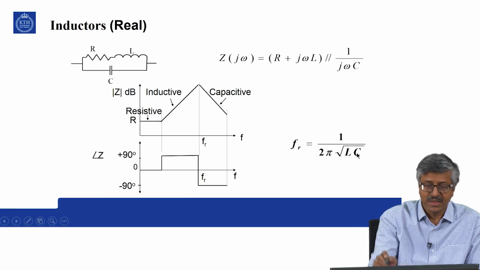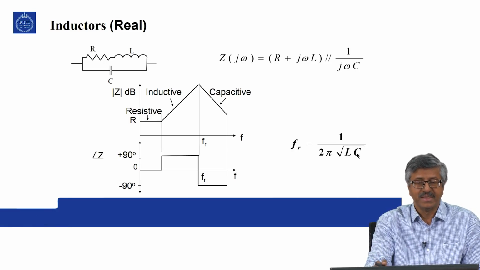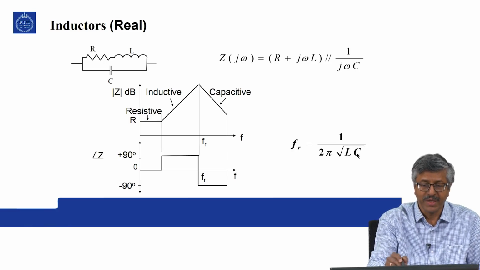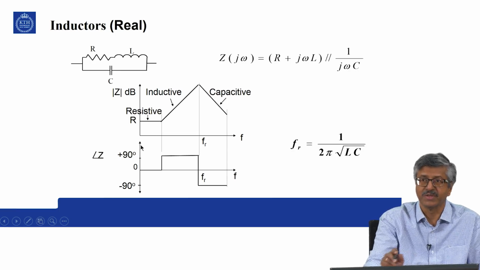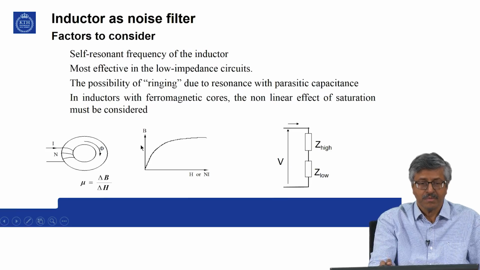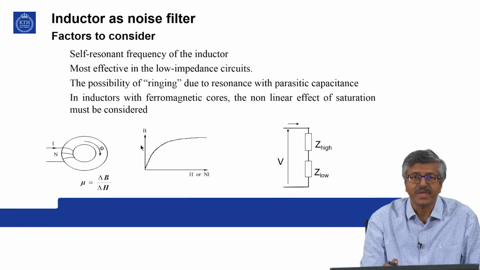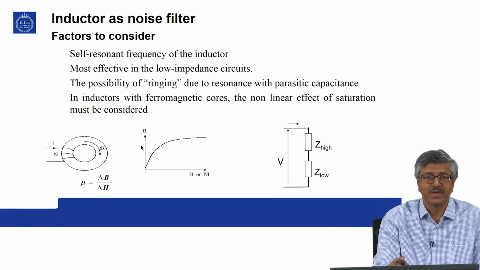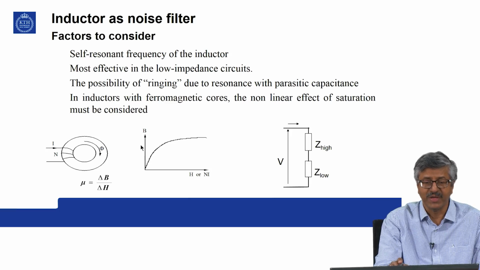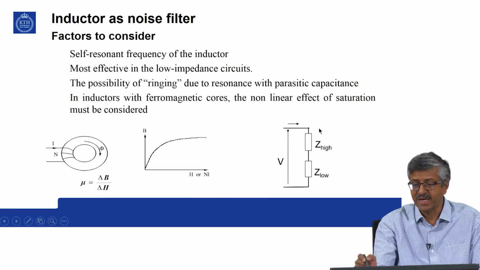So this is an ideal inductor. You can operate the inductor in the frequency band below this resonance frequency. Inductors are also used as a noise filter. So here, what are the factors to consider? One is the self-resonance frequency of the inductor, and the inductor is most effective in low impedance circuits.